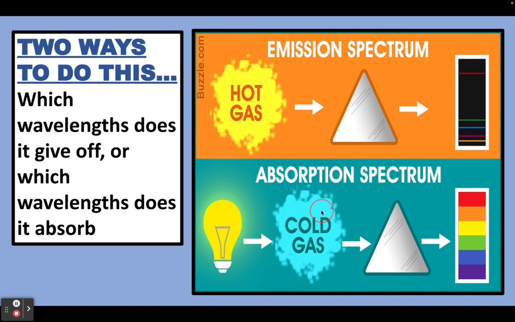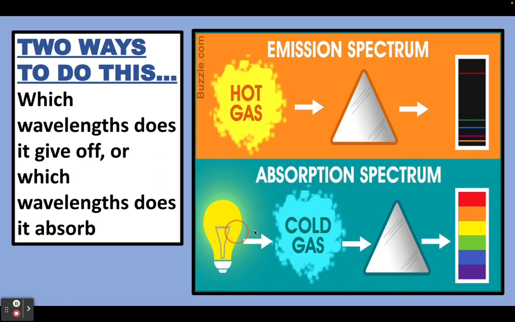Another way you could do it is through an absorption spectrum. And the way this works is the opposite. You have a light source again. And so this light source is producing all of the wavelengths of light. So all the different wavelengths of light are passing through this cold gas. Now we have a cold gas. This cold gas is now going to absorb certain wavelengths of light instead of emitting them.